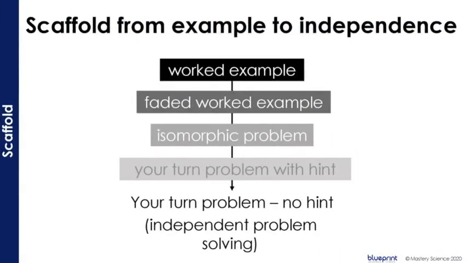So I described scaffolding earlier as a temporary support to help students perform a task successfully. If it's temporary, there needs to be a process in order to remove it, and this is known as fading. So we can have a continuum from complete scaffolding, which is the worked example, down to independent problem solving, which is what we want students to achieve ultimately.